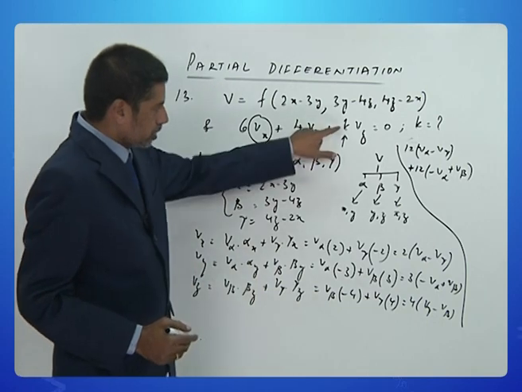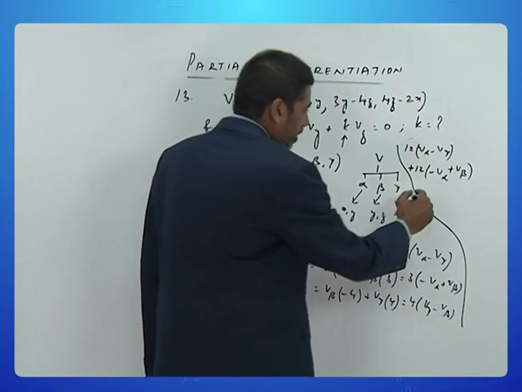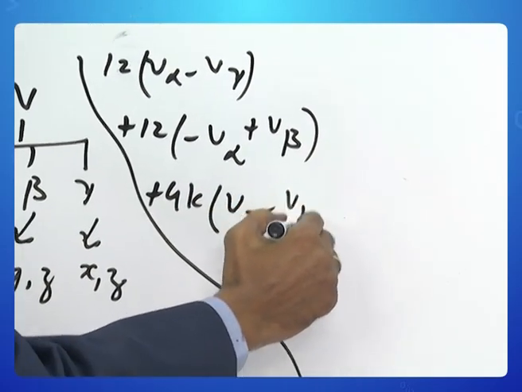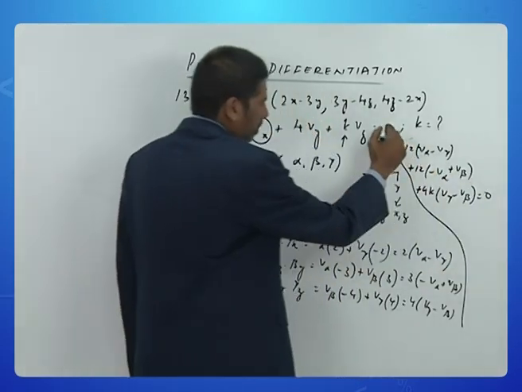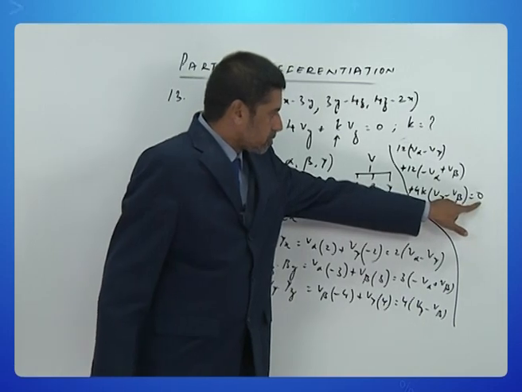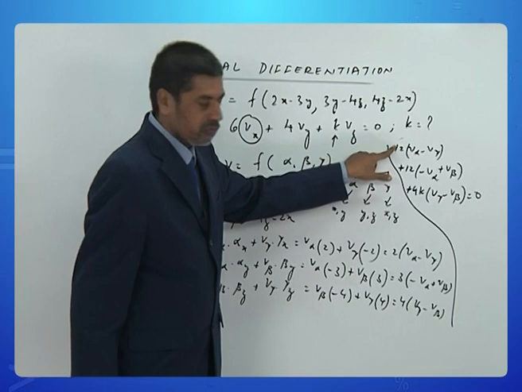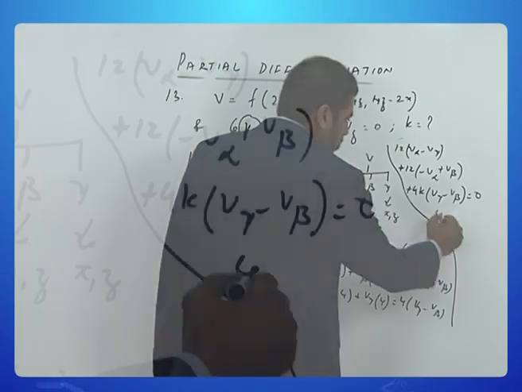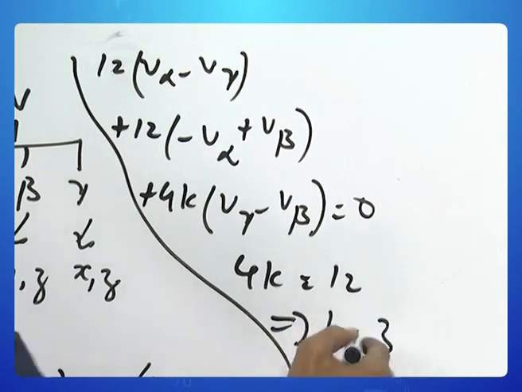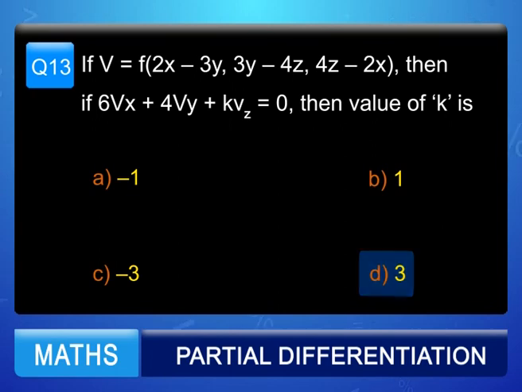Now comes a problem. 4 Vz becomes 4k times (V gamma minus V beta), but this should be equal to 0 as given. So, one can easily observe that if the output has to become 0, then 4k should also be equal to 12, otherwise it is not possible. So, 4k is equal to 12 implies k is equal to 3. So, you can check the options and find D is the correct answer.